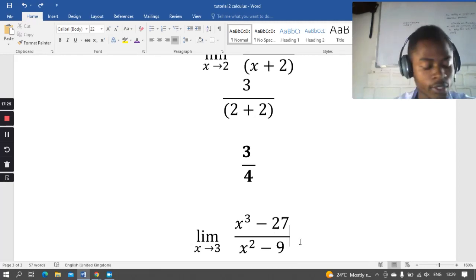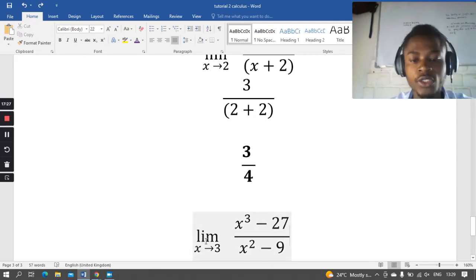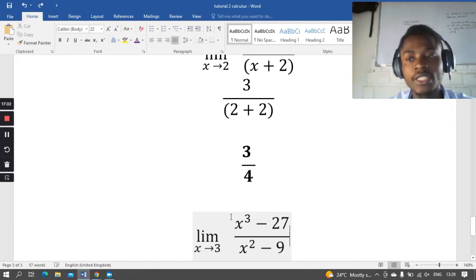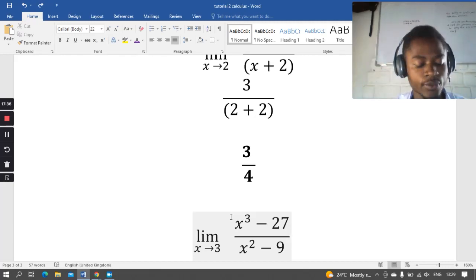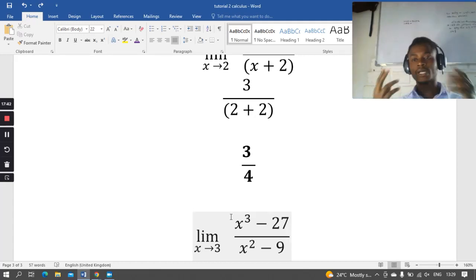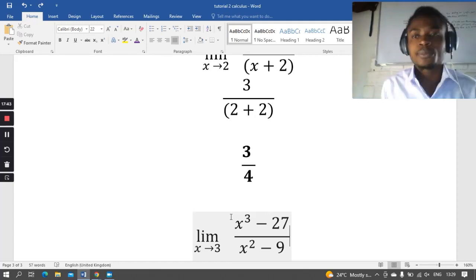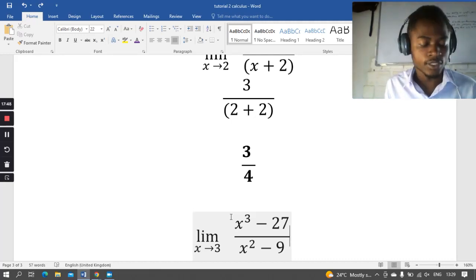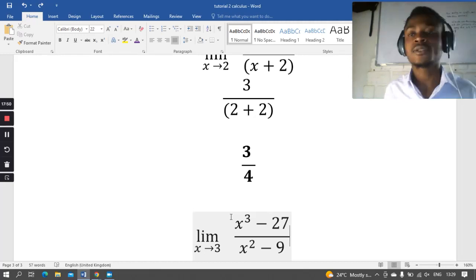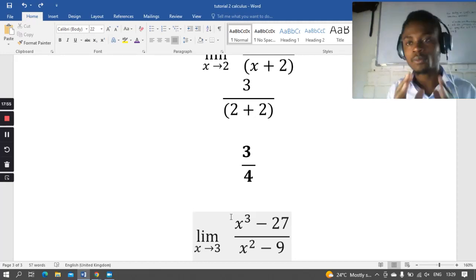So my next question, which is question 2, is the limit as x approaches 3. That also means that we are approaching 3 from the left and the right. Make sure that you understand that. Since we are approaching 3 from the left and right, it simply means that our limit, whether from left or right, is at 3. That's our final point, the point we can't pass.